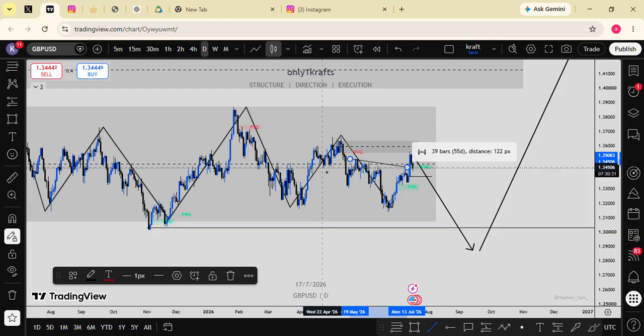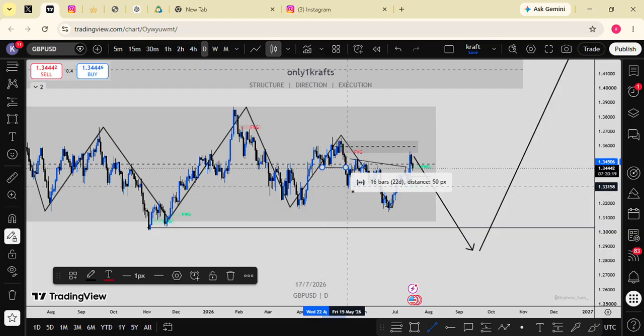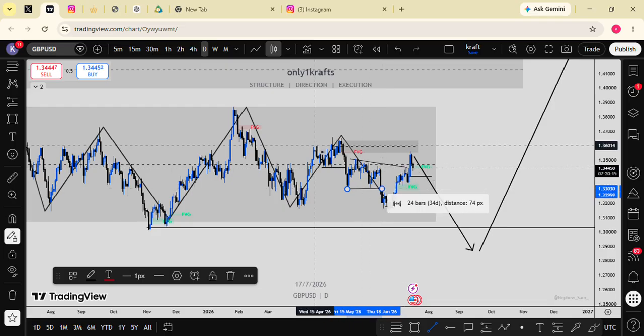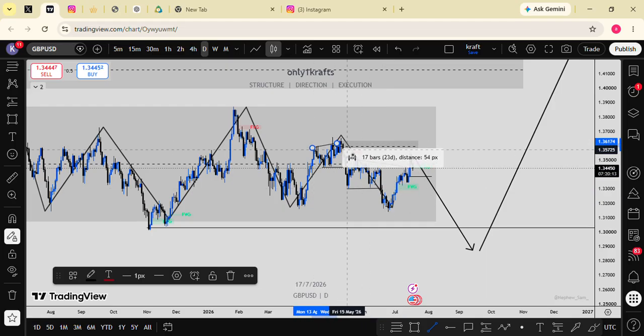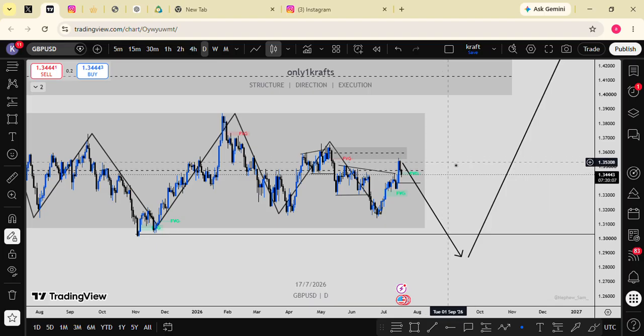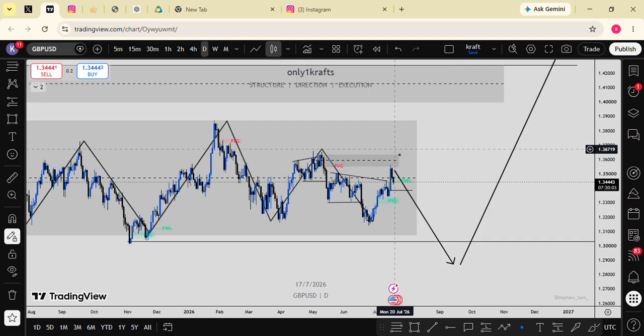We have a breakout structure, second breakout structure, right? And then this is the sweep, meaning this is our origin right here. So basically that is just it. I'll be talking about just GBPUSD here. So you can use this same research to do your analysis on other pairs like EURUSD.